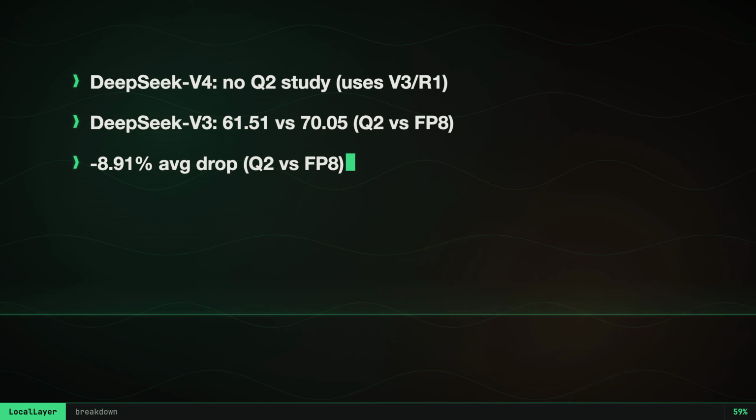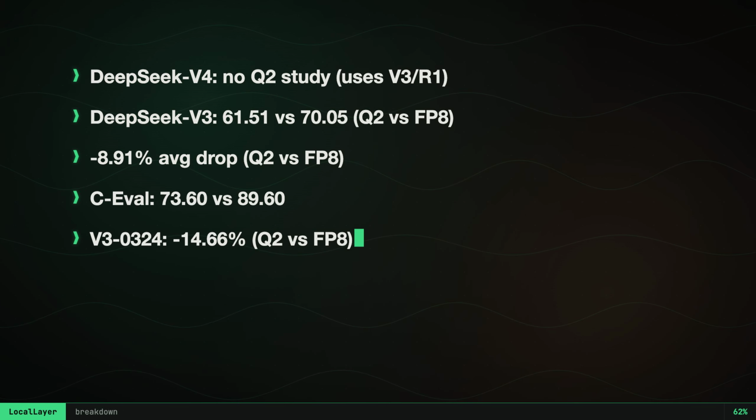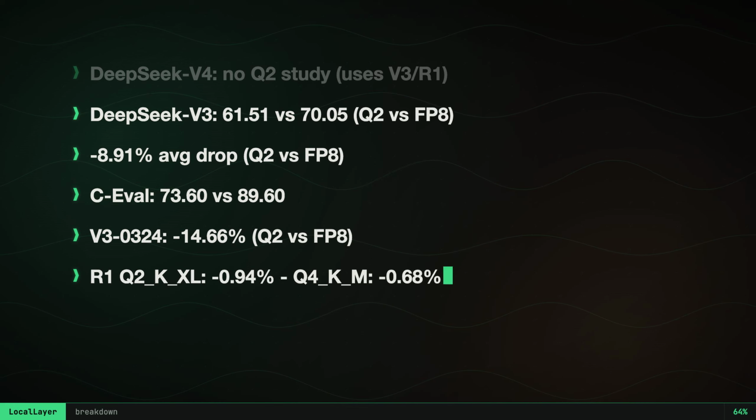That weighted average rolls up multiple benchmark suites into one number, so an 8.91% drop there means every category lost ground, not just one outlier test. V3 0324, a later checkpoint, drops even further at the same quant, 14.66% off FP8. R1's dynamic UD-Q2 K XL loses just 0.94% accuracy against FP8, and Q4 K M only 0.68%. The cliff is specifically 2-bit, not 3 or 4. Treat every number in this section as a proxy, not a verdict, until someone actually benchmarks V4 at Q2 directly.